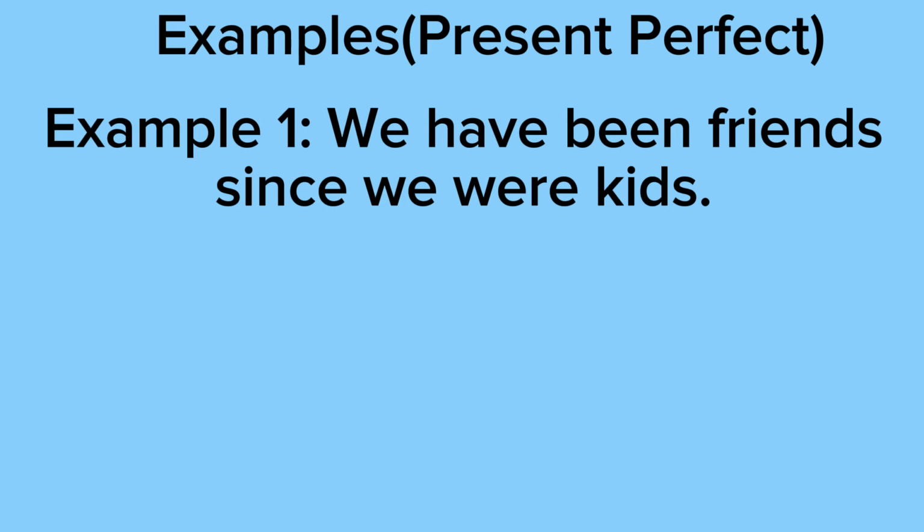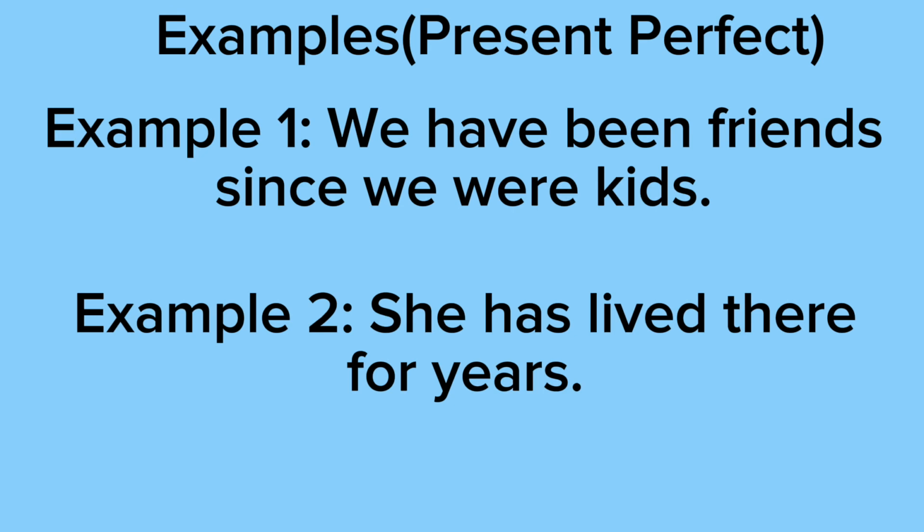We have been friends is a past action, and because we've been friends since we were kids, it's a past action that continues into the present. The same thing applies for example 2, which says she has lived there for years, which means she has lived there since the past, and it's continued into the present because she still lives there.